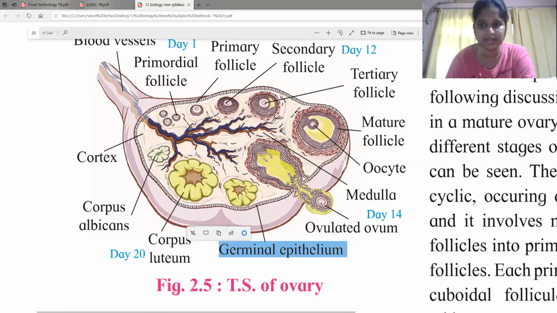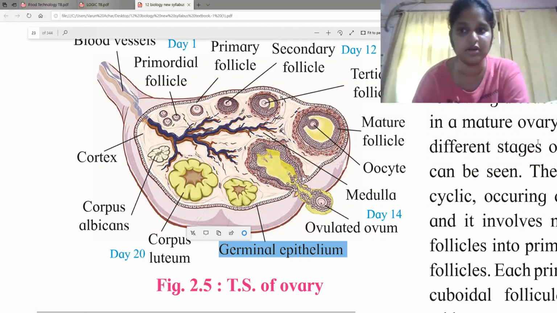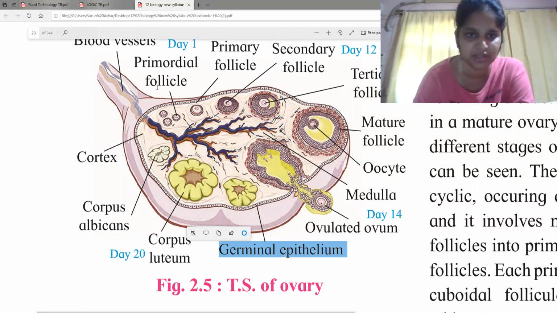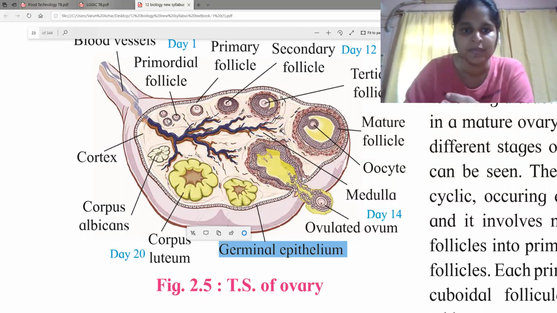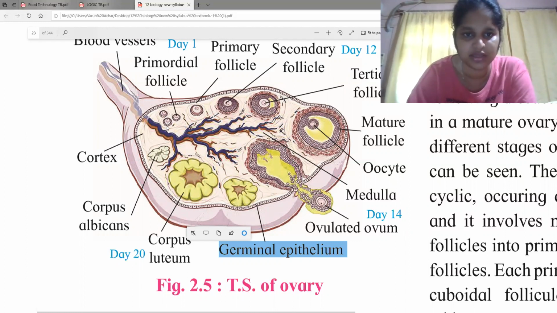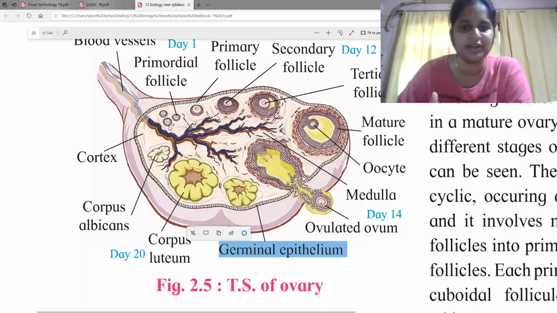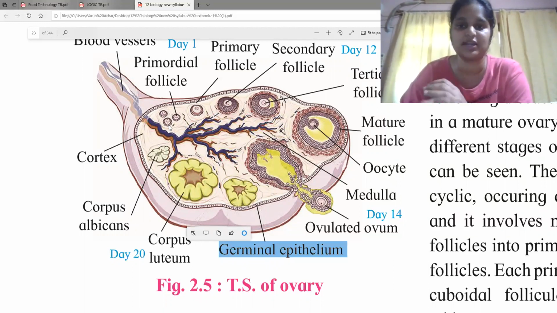These germinal epithelial cells are embedded over here, and they are then going to get converted into something called the primordial follicle. Now, the primordial follicle has two things in its structure. One, at the center, is the primary oocyte, and surrounding it you have a single layer of cuboidal epithelial cells. We will be calling these cells the granulosa cells.